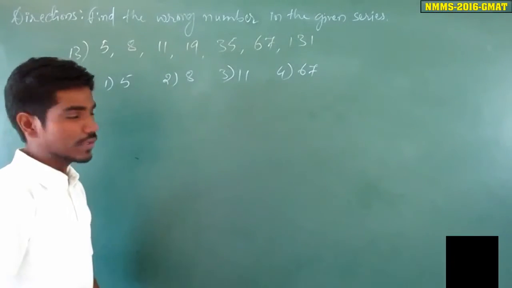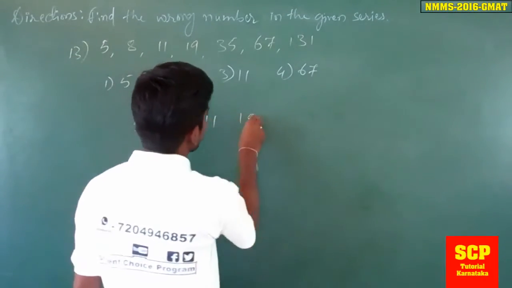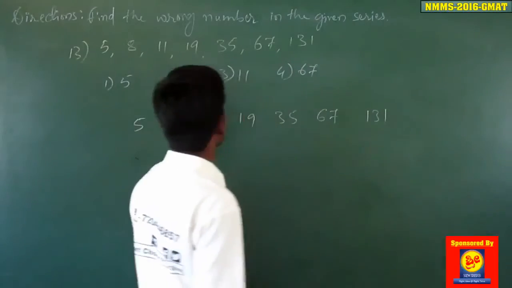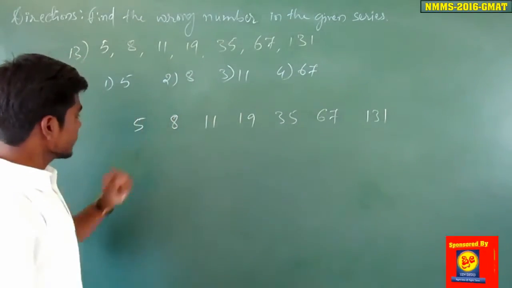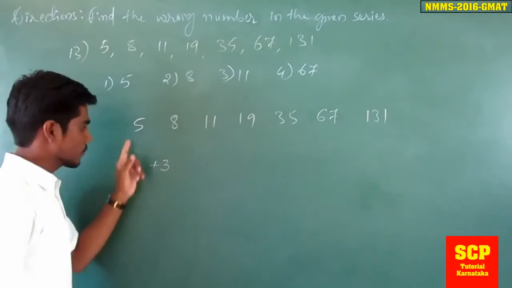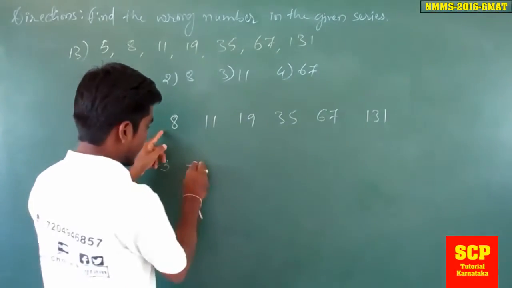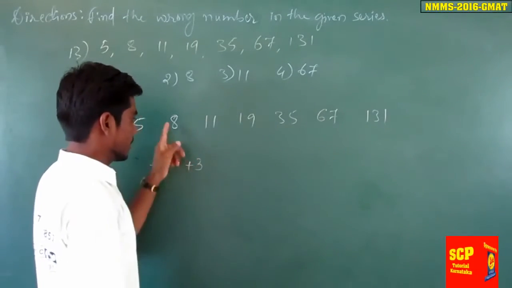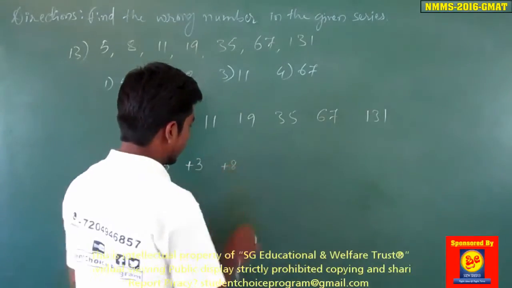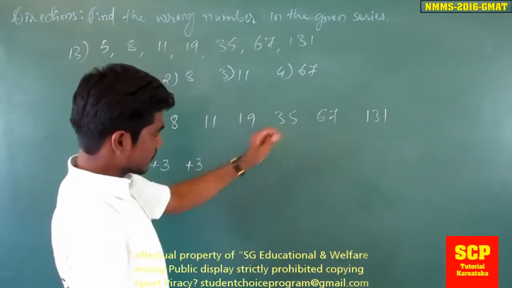To solve this problem, first let me write the given question, that is 5, 8, 11, 19, 35, 67 and 131. Now 8 is obtained when I add 3 to 5, that is 5 plus 3, 8. How is 11 obtained? Of course, if I add 3 to 8, that is 8 plus 3 is again 11. To get 19, I should add 8 to 11, that is 11 plus 8 is 19.